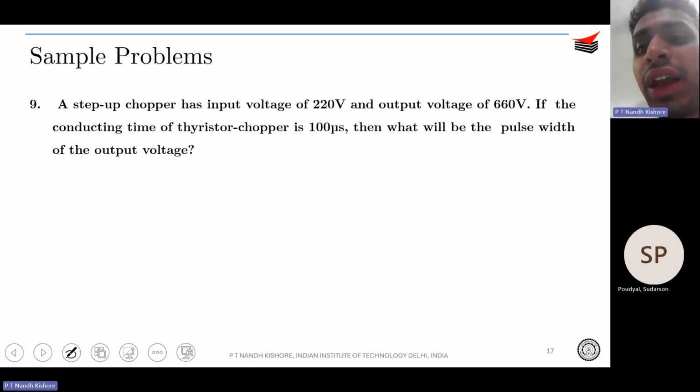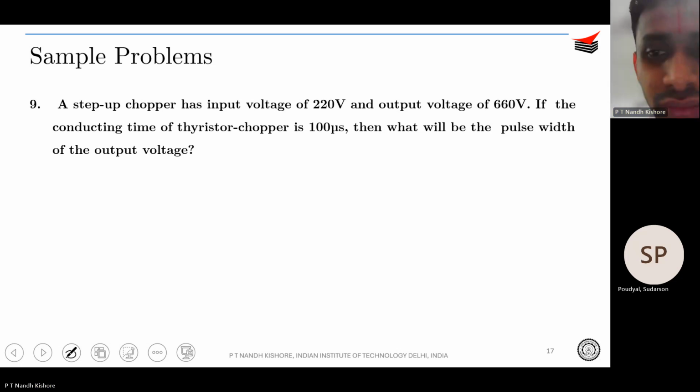So you have a gain of 3, right? 220 to 660, correct? Therefore, you may know that the gain of the boost converter is given by V naught by Vs equal to 1 by 1 minus d. So the value 3 is equal to 1 over 1 minus d, or 1 minus d equal to 1 by 3, or d is 2 by 3, right?